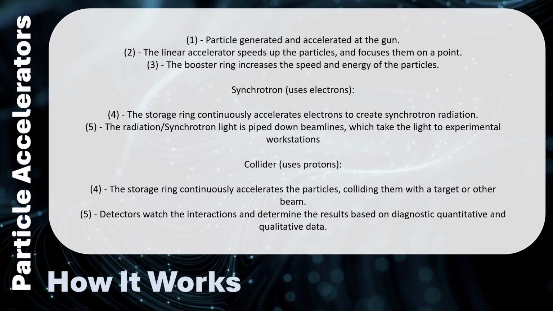For synchrotrons, which use electrons as their particle. Step 4. The storage ring continuously accelerates electrons to create synchrotron radiation. Step 5. The radiation and synchrotron light is piped down beamlines, which take the light to experimental workstations. For colliders, which use protons, heavy ions, and neutrons. Step 4. The storage ring continuously accelerates the particles, colliding them with the target or other beam. Step 5. Detectors watch the interactions and determine the results based on diagnostic, quantitative, and qualitative data.